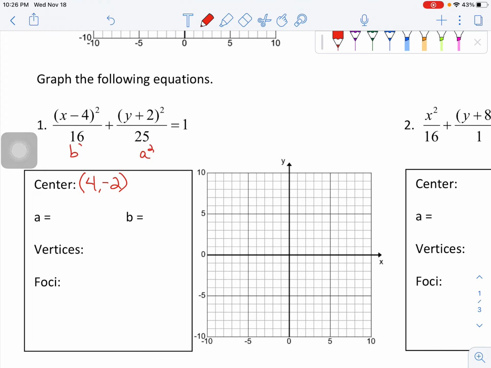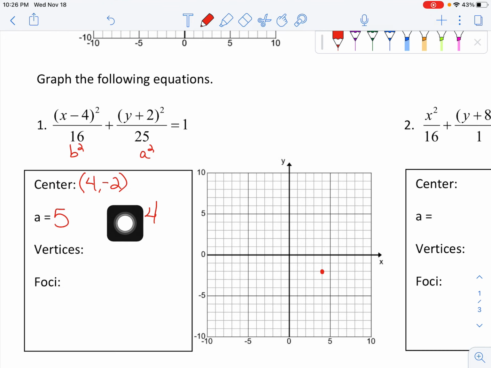Remembering that your A value is the larger one, this is A squared, this is B squared. So your A value is 5, your B value is 4, okay? So let's actually start graphing this thing out. I'm going to start by graphing the center. So I'm going to go to (4, -2), right there.